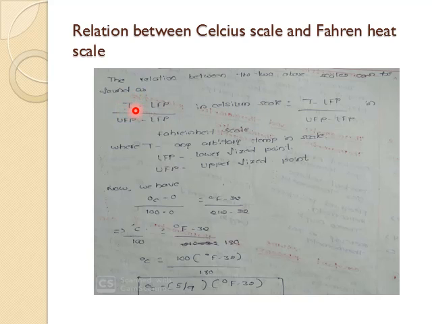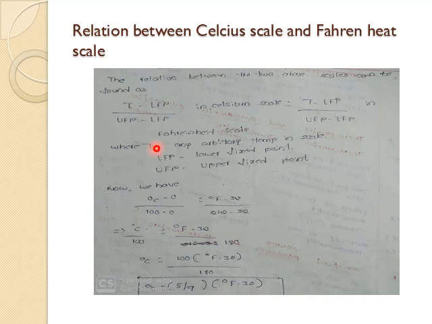T is any arbitrary temperature on a given scale. (T minus LFP) divided by (UFP minus LFP) in the Celsius scale is equal to (T minus LFP) divided by (UFP minus LFP) in the Fahrenheit scale. This is the fundamental equation to establish the relation between Celsius and Fahrenheit. This equation is in the Celsius scale and this equation is in the Fahrenheit scale. Let us equate these two equations.